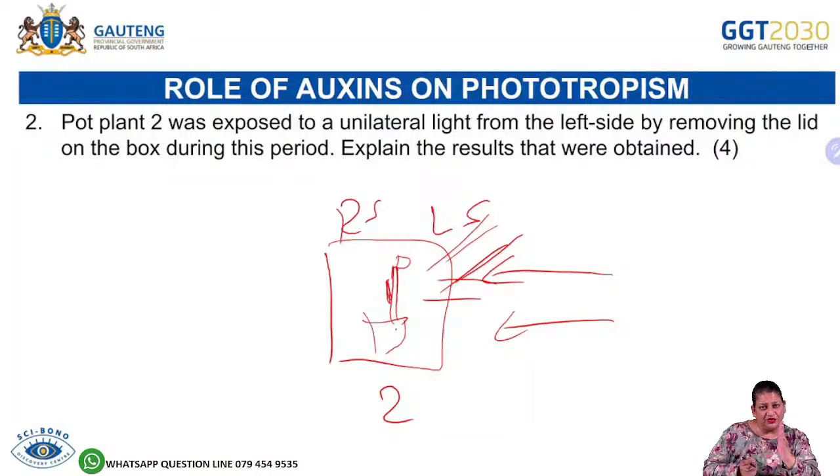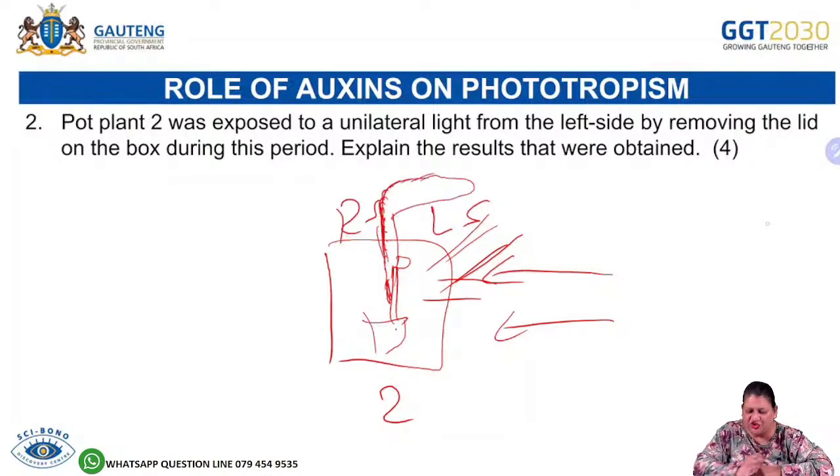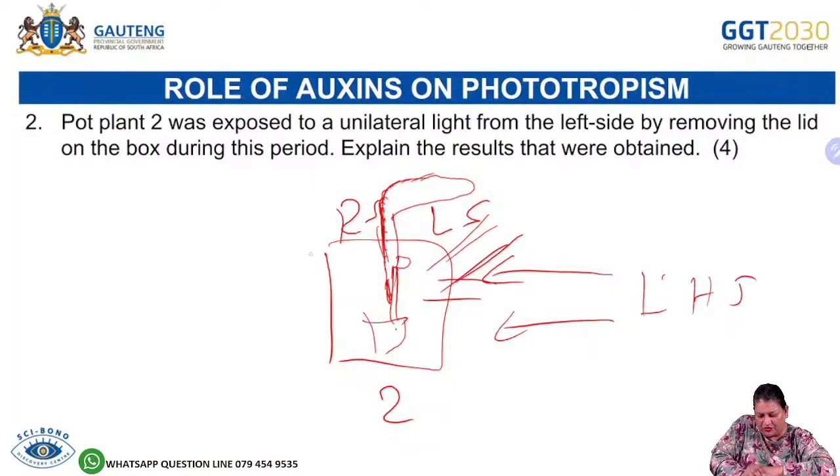High concentration of auxins in a stem will promote cell elongation on that side. So this stem now, because there's more auxins here, there's going to be cell elongation here. It's going to elongate faster and faster and faster. And then the stem will bend in the direction of the light on the left hand side. So the stem will bend towards the left.